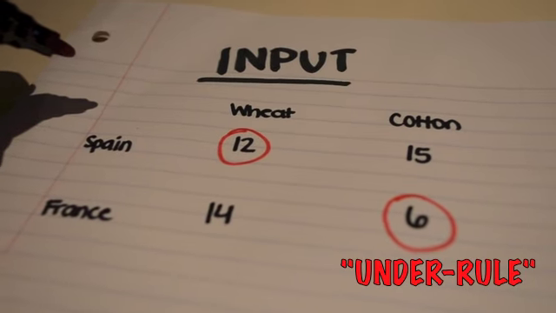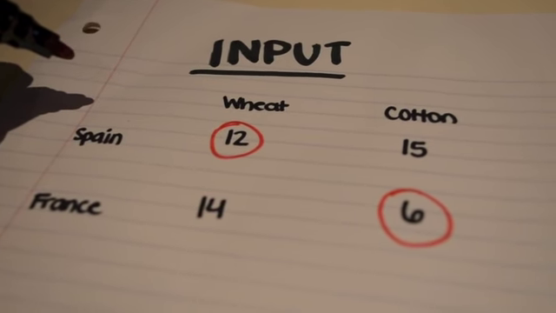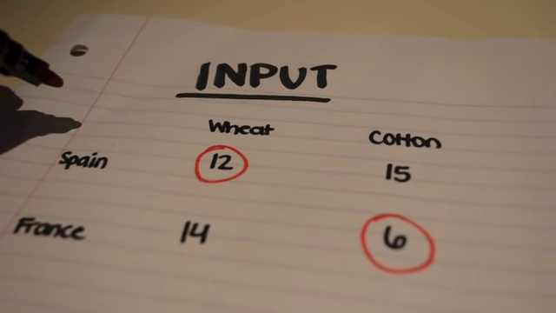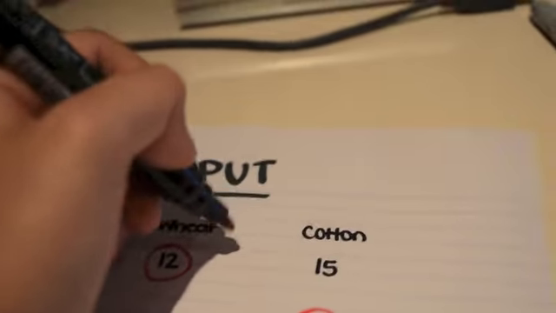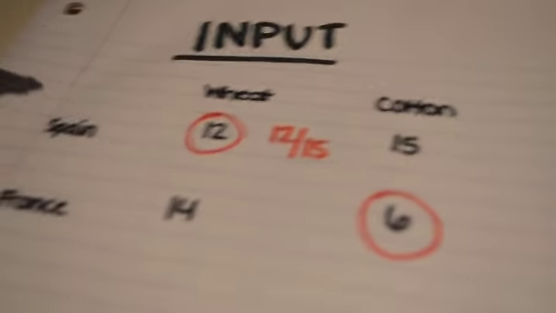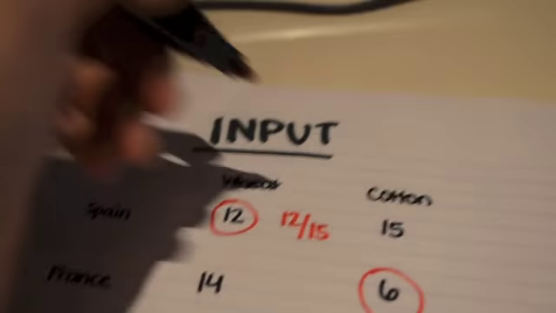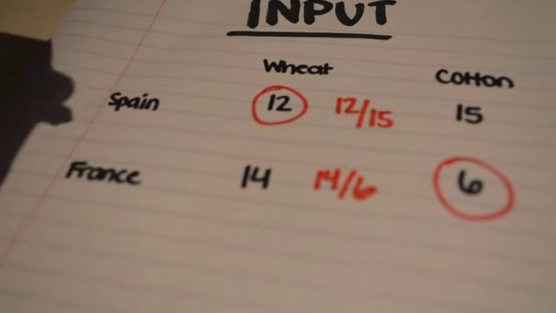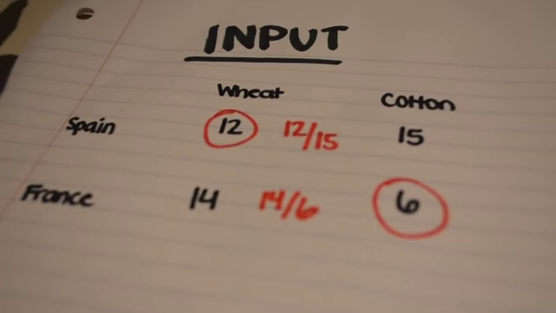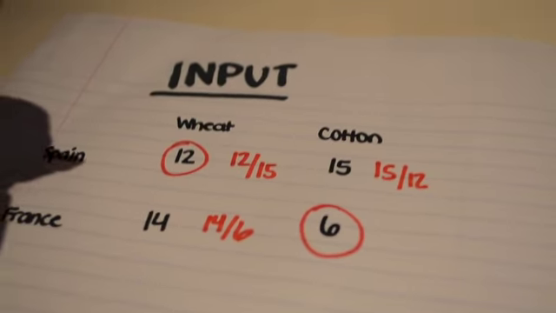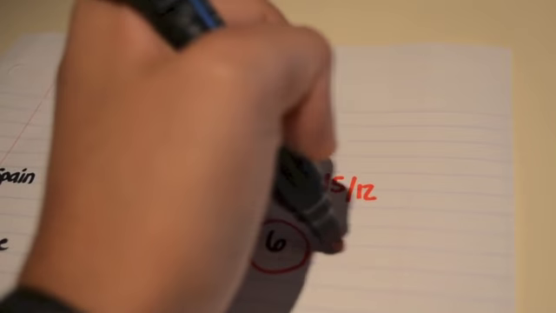Following the under rule, in order to figure out who has the lowest opportunity cost, for wheat, you would put the number of acres of cotton under the number of acres of wheat. In this case, it would be 12 over 15, or 15 under 12, and it would be 6 under 14 for France. Then, you would do the same for cotton. So it would be 12 under 15, and it would be 14 under 6.